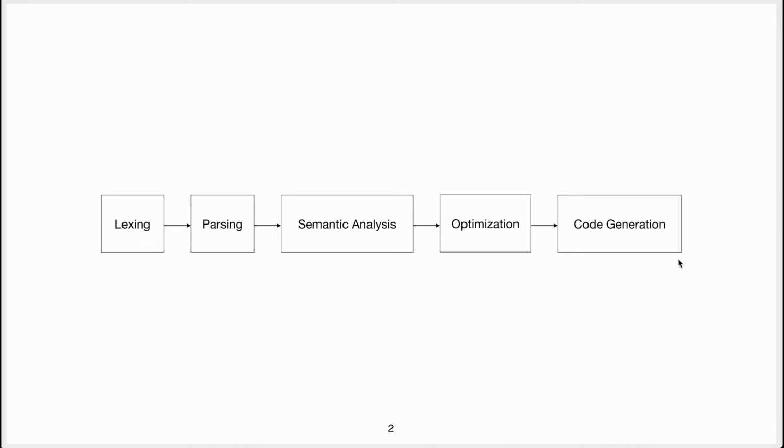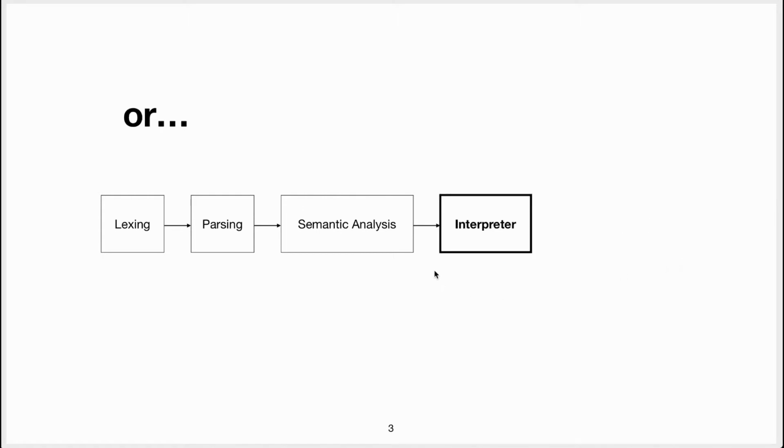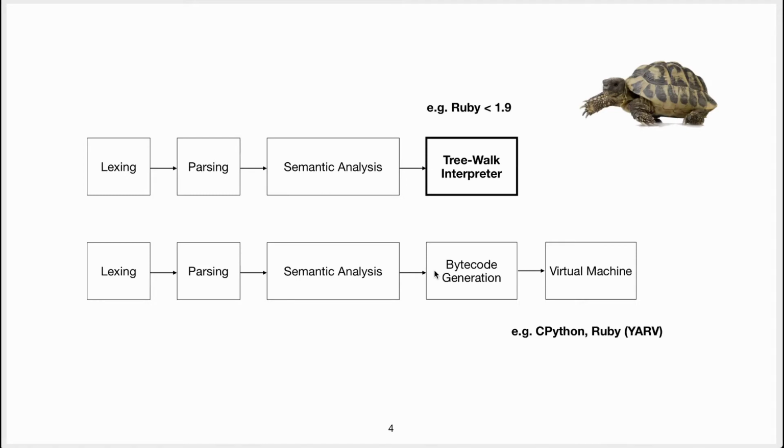So as you can see, there's no interpreter in this pipeline. It's a classical pipeline where we emit code, but we can replace it by an interpreter here. And this is only one of many possible designs. We could have a tree walk interpreter, or we could have another form of interpreter, which is a bytecode interpreter, okay? And that's commonly called a virtual machine.